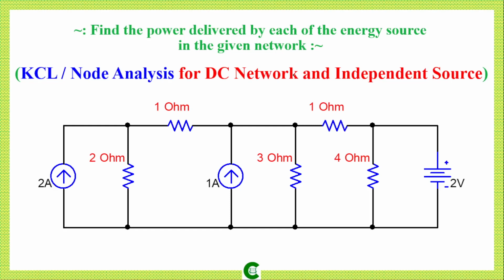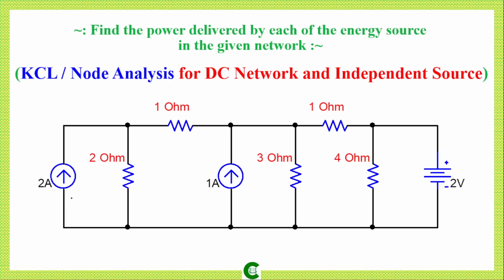We will quickly simplify this electrical network and find the power delivered by each of the energy sources in the given network. What we can see here is we have three energy sources: two current sources and one voltage source. If we focus on this part of the circuit, we can see that with this current source we have a resistor that is connected in parallel with that current source.